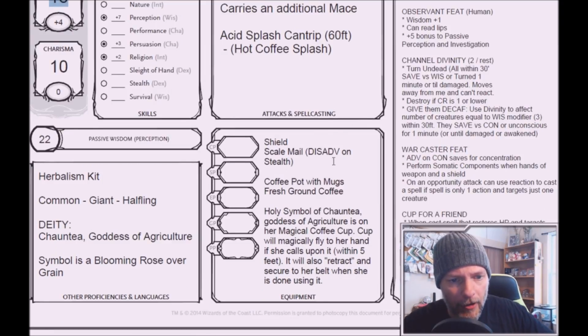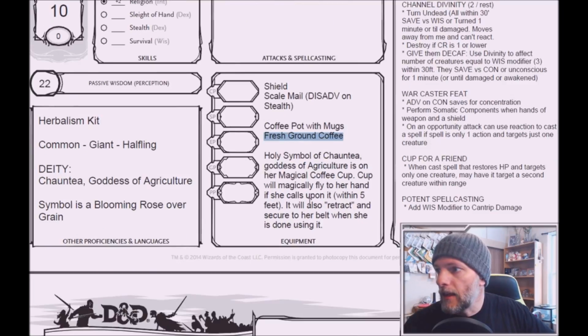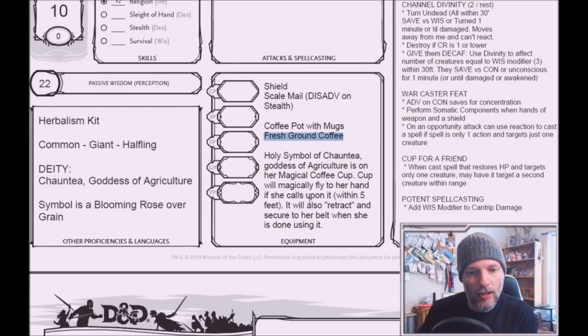And looking down here in our equipment, you can see that shield, scale mail, the coffee pot with mug, fresh ground coffee, and the deity that I chose for Verona was Shantia, and the holy symbol of Shantia, goddess of agriculture, is on her magical coffee cup, and it can magically fly up to her hand and retract to her belt when she is done using it.